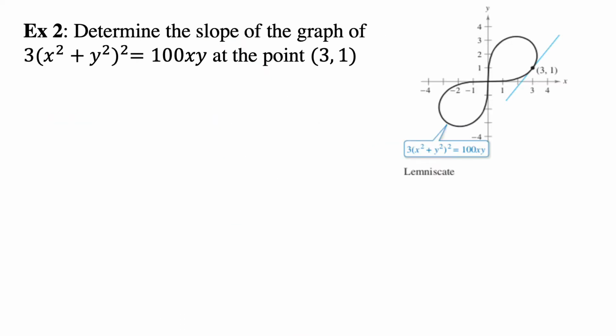Okay, example 2, we want to determine the slope of the graph of, and then we have this really exciting looking equation, 3 times the quantity x squared plus y squared, quantity squared, equals 100xy at the point (3, 1). So just looking at that equation, we can see there's going to be a lot happening. Remember, the slope is code for find the derivative. And then we're going to plug in our given point.